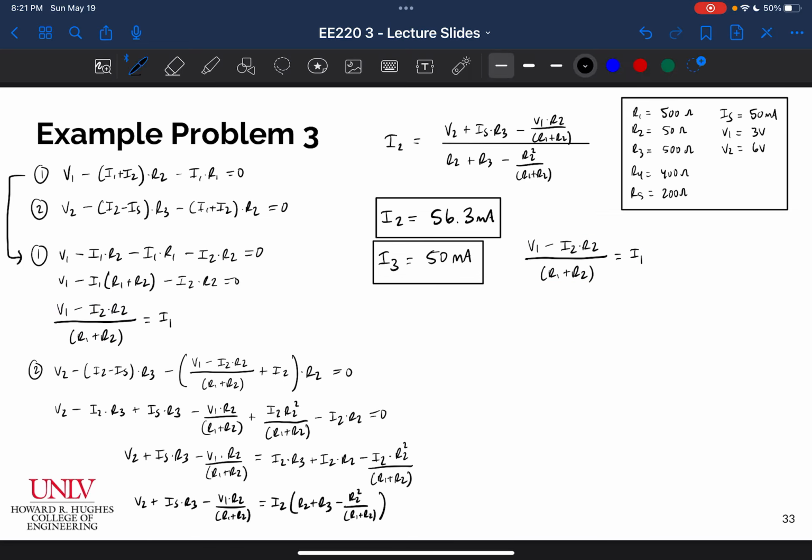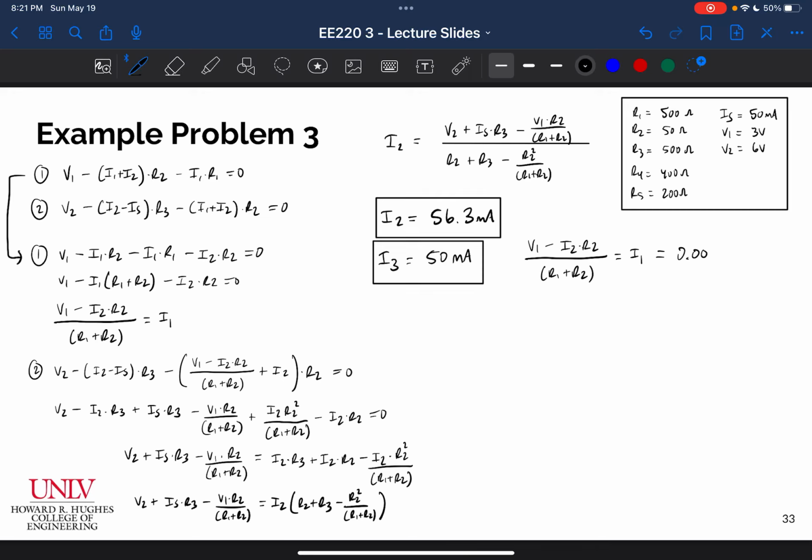And I will just throw these values in my calculator now. So let me do that real quick. So I'm going to have V1, which is 3 volts, minus I2R2. So I2, again, is 56.3 milliamps. And then that's going to be multiplied by R2, which is 50, right? And then I divide that by 550, which is R1 plus R2, and I get 0.00.